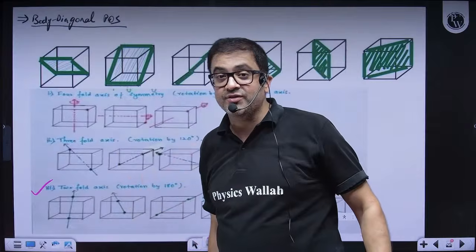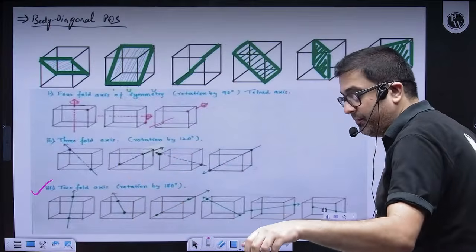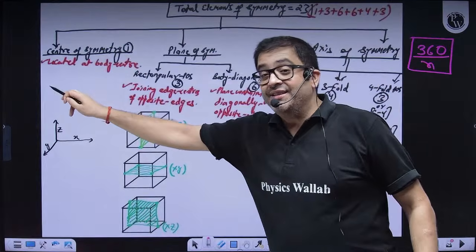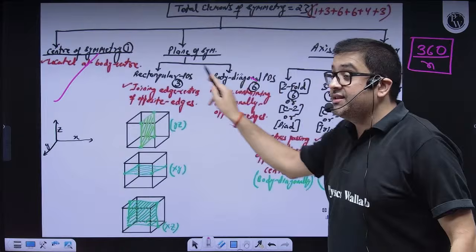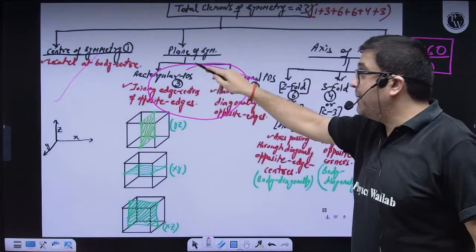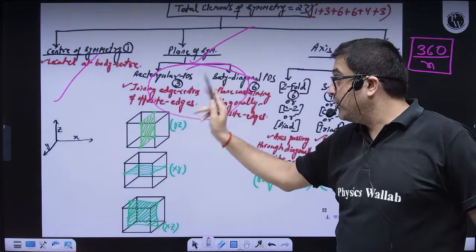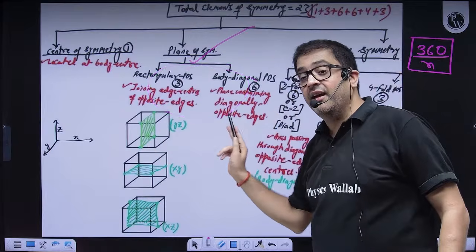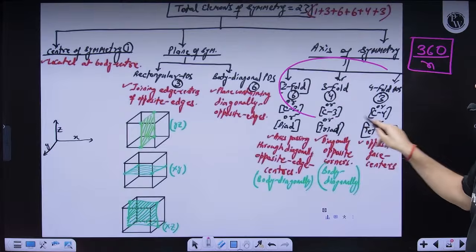So how many elements of symmetry do we have? 23. Please revise again, beta. Sir, we have 1 center of symmetry. Sir, we have 6 plus 3, that is 9 planes of symmetry. Out of them, 3 are rectangular planes and 6 are body diagonal planes, and the remainder are axes of symmetry.